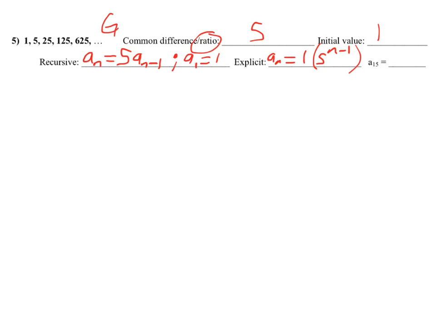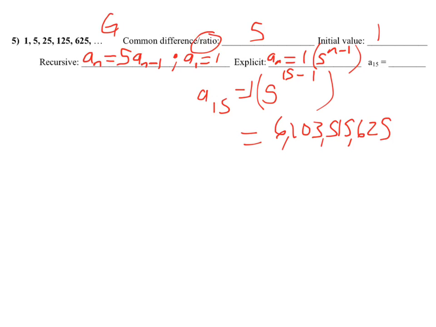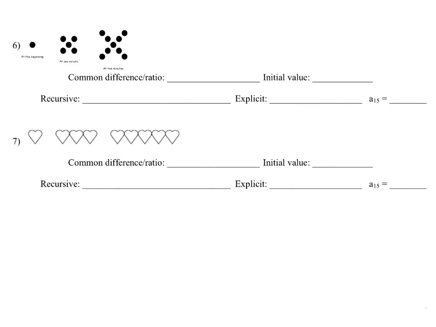If you want a sub 15, you're going to take 15 and plug it into your function for n. So you do 5 to the 15 minus 1 power, and that's going to be a really large number. Let me do that real quick. Alright, well, it's over 6 billion. It's this number here. And that's why we use calculators, because doing that by hand would have been really, really annoying. Anyway, moving on to number 6.